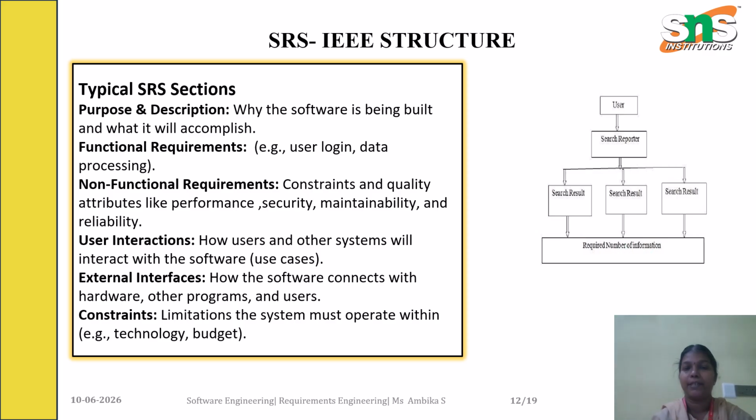Next comes the user interactions, how the user and the other systems interact with each other. Next comes the external interfaces, how the software connects with the hardware, the programs and users. Next is the constraints. So the limitations within which the system can be operated. That is, for example, technology.